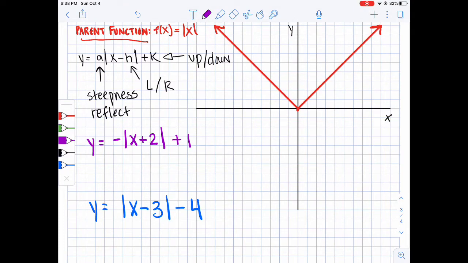Let's take a look at two slightly more complicated examples. In this purple equation, there are 3 things happening. 1, this function is flipped, shifted left 2, and shifted up 1. So it's still going to be a V shape, except it'll be flipped, left 2, up 1. Notice how it went left 2 and then up 1. And it's flipped, so now it points down instead of up.